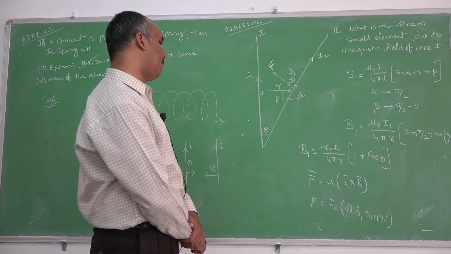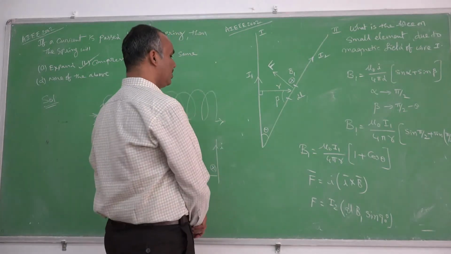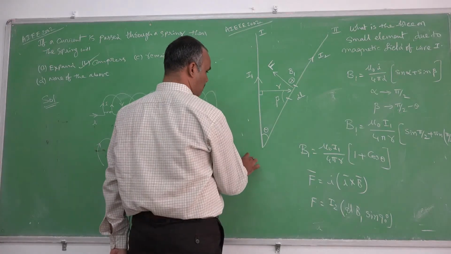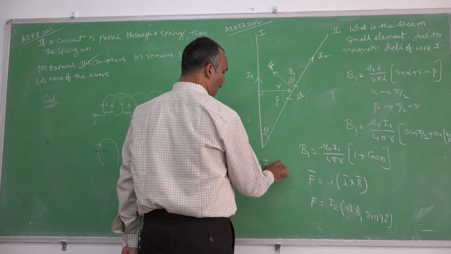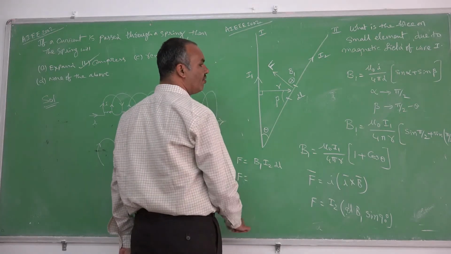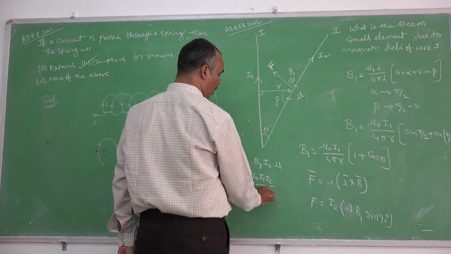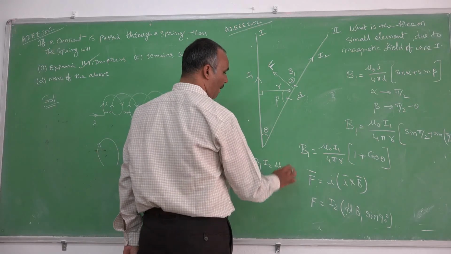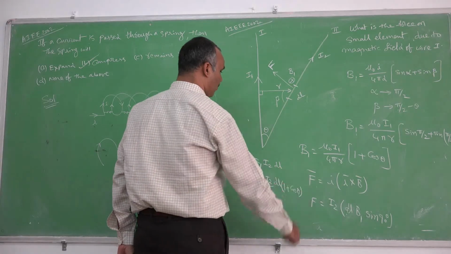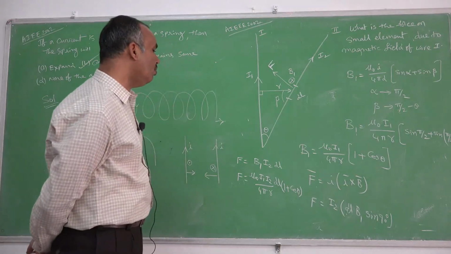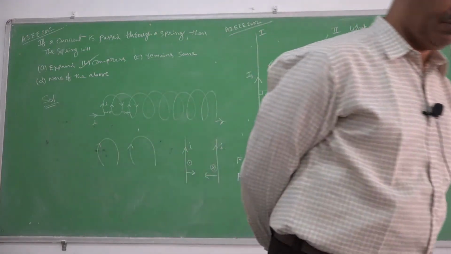So force is given by B1 I2 dl. Already we calculated the B1 value. So force is mu naught I1 I2 by 4 pi r dl into (1 plus cos theta). That is the solution for the question.